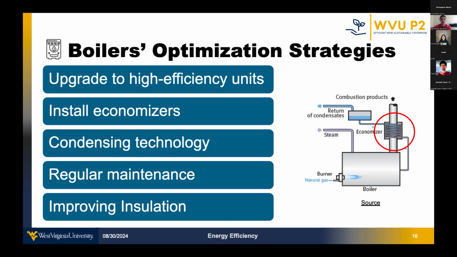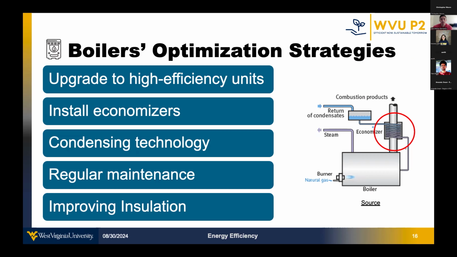Again, regular maintenance is key to keeping boilers operating at peak efficiency. Routine tasks in this case can be inspections and cleaning of the heat exchanger surfaces, checking for leaks, and making sure all the components are good and working. These steps also help prevent energy waste and maintain the boiler's efficiency over time.